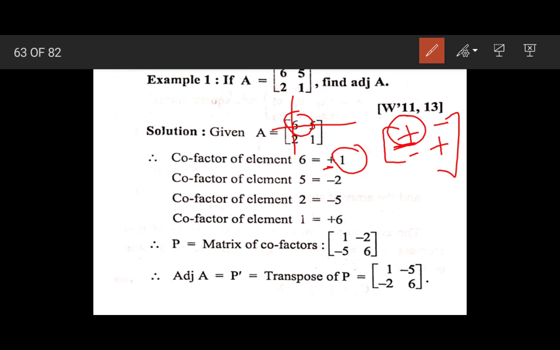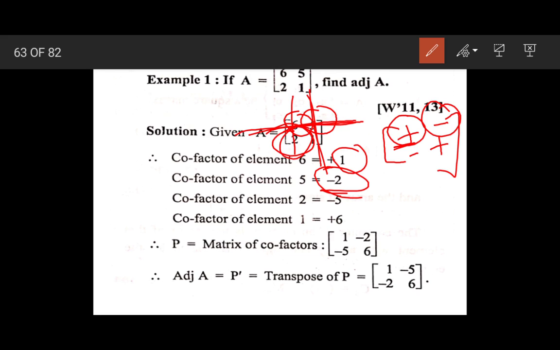Okay. Similarly, now take the cofactor of element 5. Now for 5, the sign is minus. So minus. Then delete the position of 5. Position of 5 is first row, second column. After deleting first row, second column, the remaining number is 2. So minus 2. Okay.